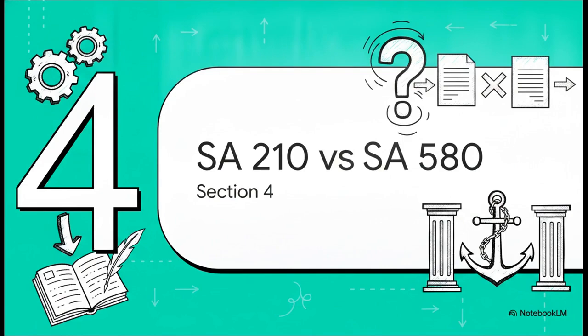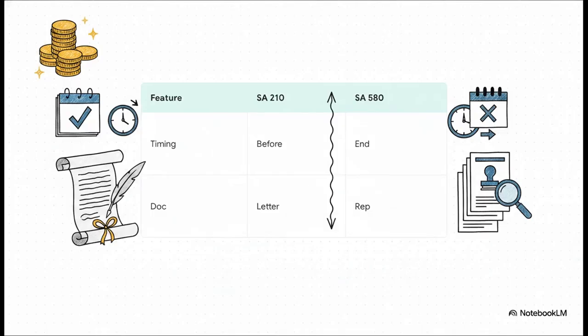Let's pivot over to Section 4 and do a quick comparison between SA 210 and SA 580. It's incredibly common for students to confuse these two documents, so let's clearly separate them right now. Think about the timing first. SA 210 happens before the audit even begins, while SA 580 happens at the very end of the audit.